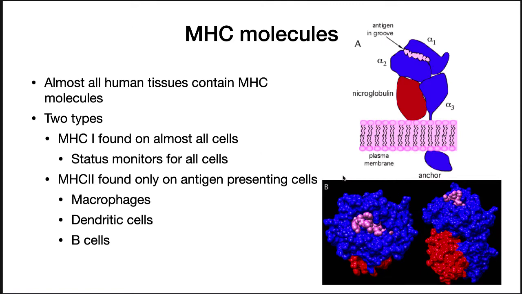Almost all human tissues contain MHC molecules, and there are two types. MHC1 is found on almost all cells. They are status monitors for cells. MHC2 are found only on antigen-presenting cells, again, macrophages, dendritic cells, and B cells.